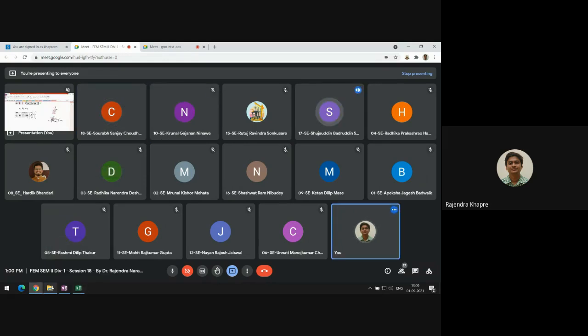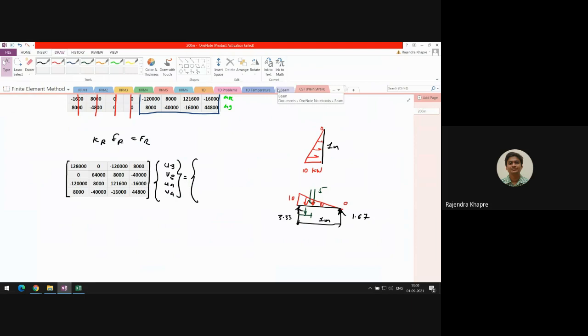Okay, correct. So basically what I have done, see, we have a triangular pressure like this. We have some value at the base and at the top we have zero value. I am assuming the density of water as 10 kilonewtons per meter cube. The height of the wall is 1 meter, so at the bottom you will have a pressure of 10 kilonewton.